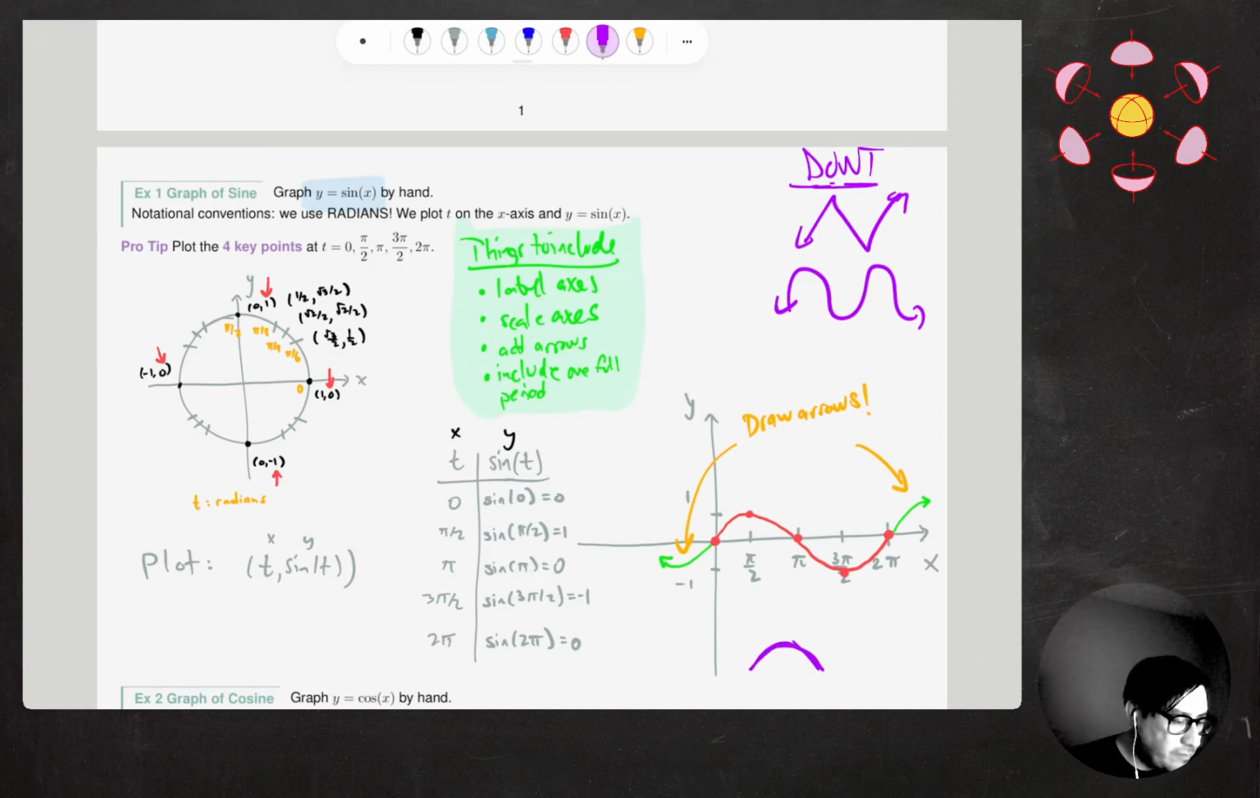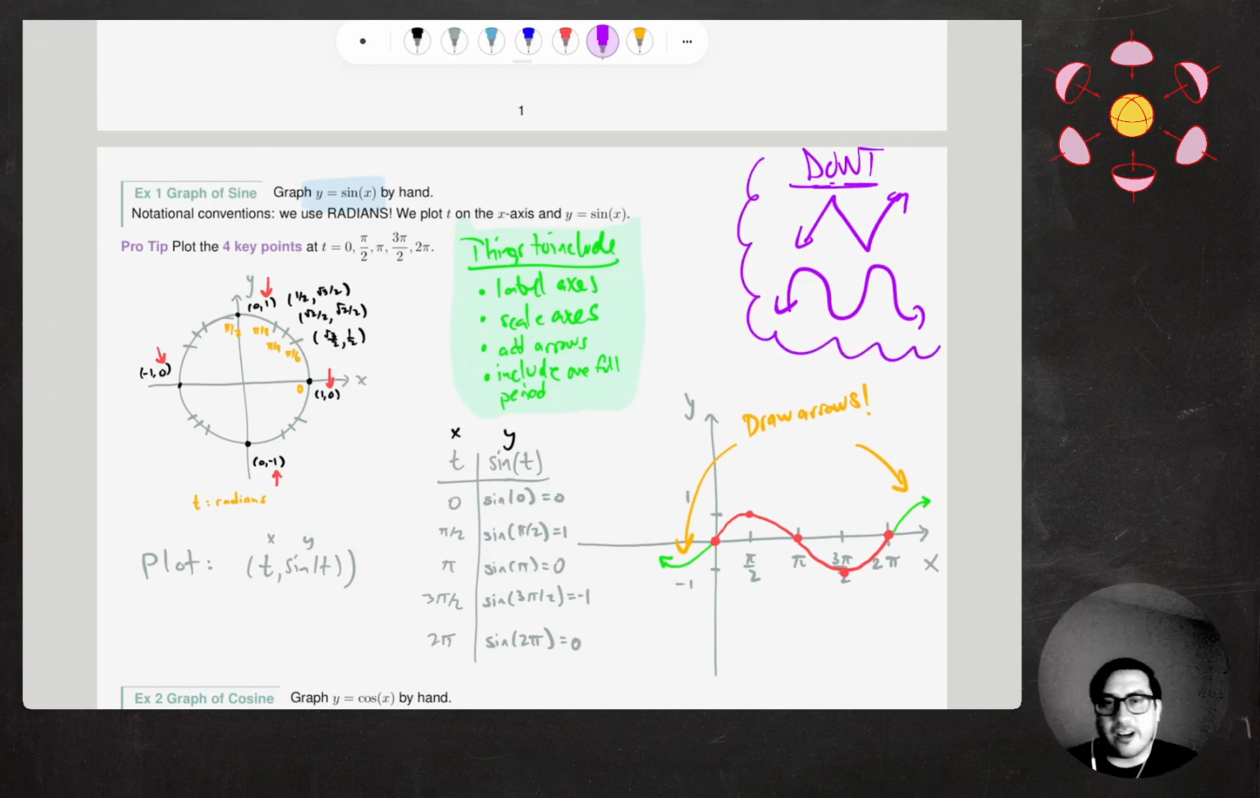Okay, this is my advice. I've been teaching trigonometry for a long time, and I've seen students draw all sorts of really poor graphs, so I'm pretty strict about this. Try to draw it really pretty, and really pay attention to exactly the right shape of the curve.